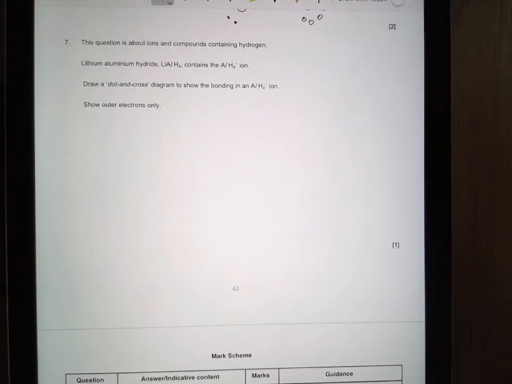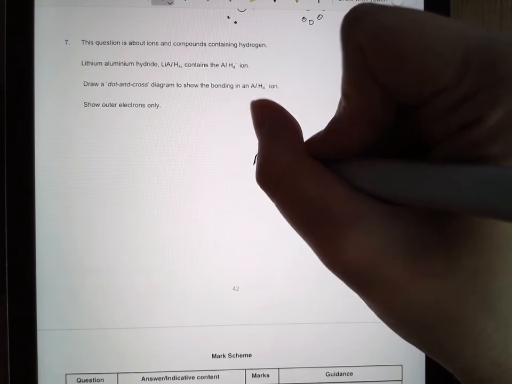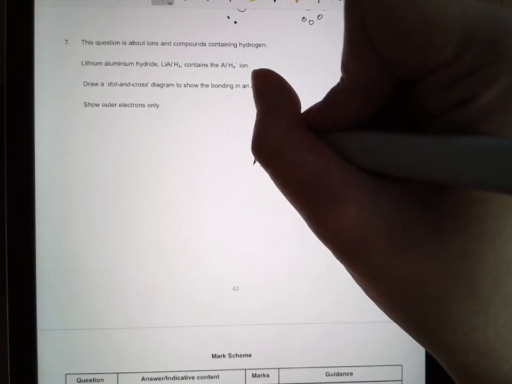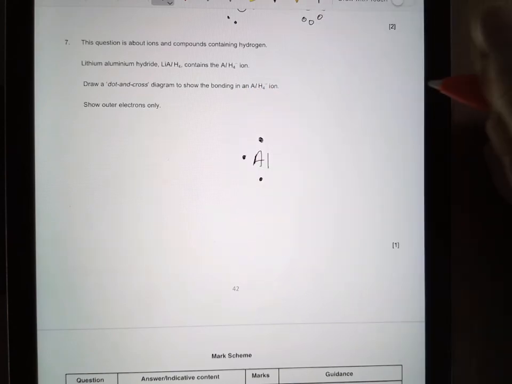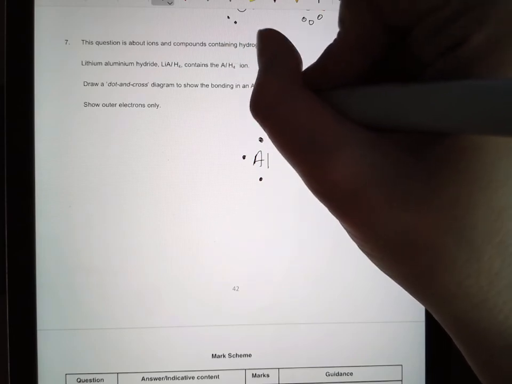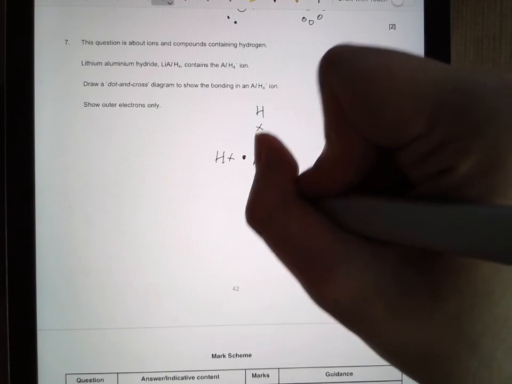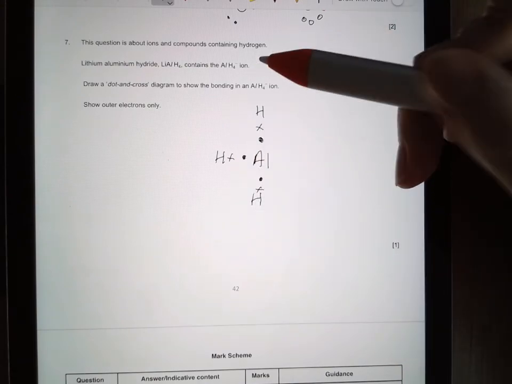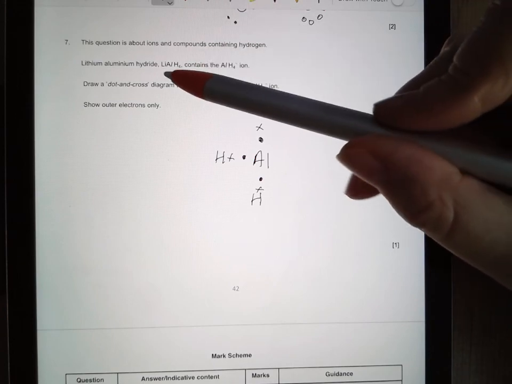I'm going to start by drawing Al. So I know I've got my aluminium in the center. Aluminium's in group 3, so it's got 3 electrons in its outer shell. So I'm just going to draw 3 electrons in its outer shell, and I'm going to draw it bonding to 3 hydrogens initially. Each hydrogen is going to contribute 1 electron to those bonds, and you would have AlH3. But it's telling you it's AlH4-. That minus tells me that it gets an extra electron, and I can see where it's getting that electron from.